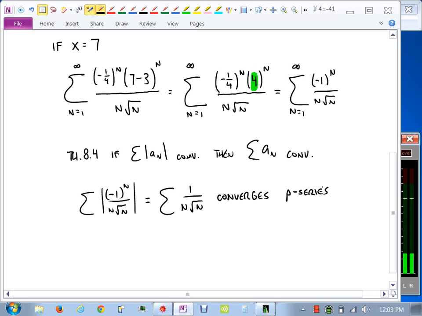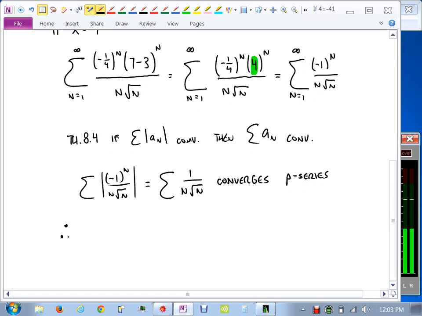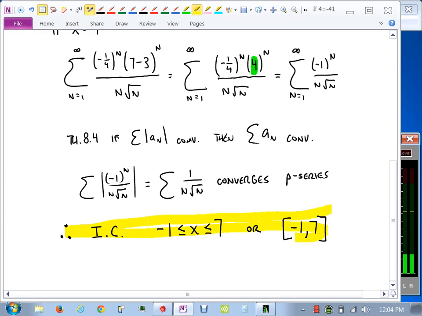All right. So what is our interval of convergence then? We're ready for our final answer. Therefore, the interval of convergence is negative 1 less than or equal to x less than or equal to 7. Or if you like, you could put negative 1 to 7 with brackets on both. Either one of these is good.